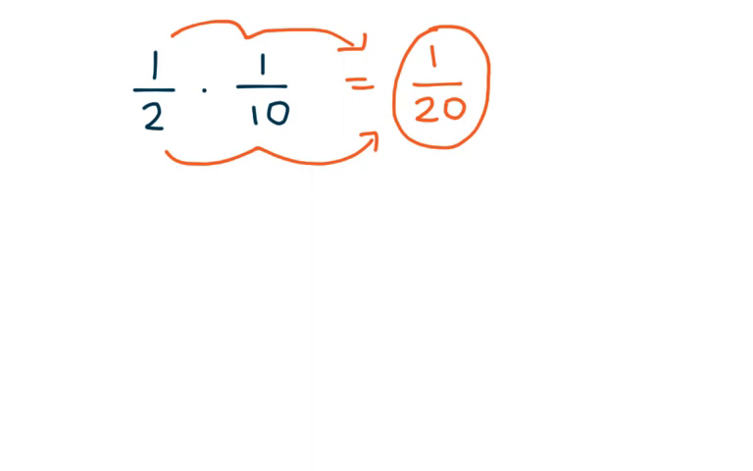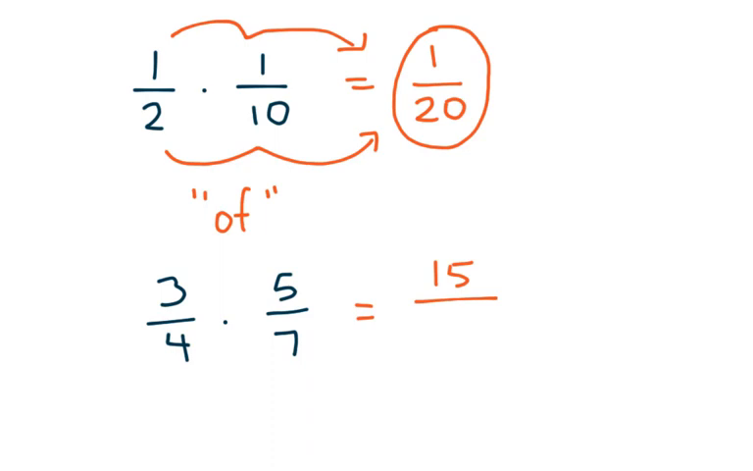A lot of times with the word multiplication, we will use the word "of" to represent that. And if you think about this for a minute, what would 1/2 of 1/10 be? Well, if I took 1/10 and I cut it in half, it'd be even smaller, so it would be 1/20. Let's look at one more multiplication problem. If I want to multiply 3/4 times 5/7, I'll just multiply across the tops. 3 times 5 is 15. Multiply across the bottoms. 4 times 7 is 28, and so 3/4 times 5/7 is just 15/28.